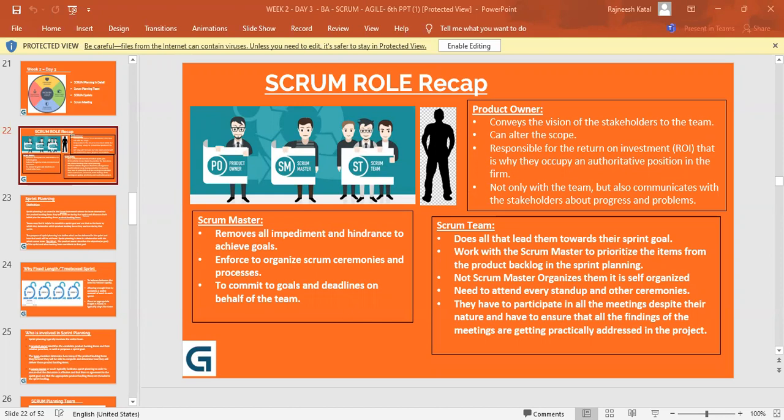All this, because he has the authority, and very important, he has the view. He knows what the customer wants. He knows what the development team is working on. He knows how the company is doing and all that, right? So that is why we say that he conveys the vision of the stakeholders to the team. Now, third and very important, responsible for the ROI. That is why they occupy an authoritative position in the firm.